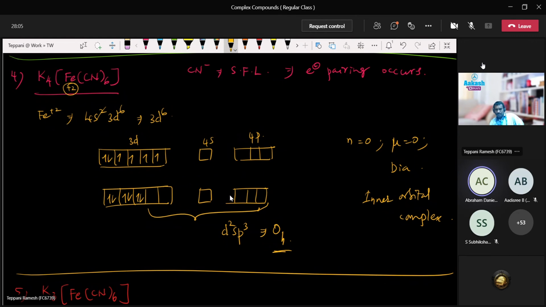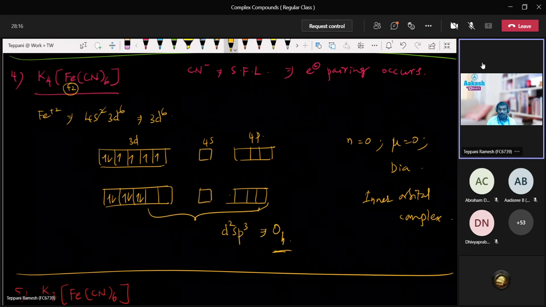d2sp3, sir. d2sp3, very good, correct. One lone pair is there. One unpaired electron is present, even though it is low spin, strong field. Actually, if not strong field, you will have 5 unpaired electrons. Instead of that, only one came.